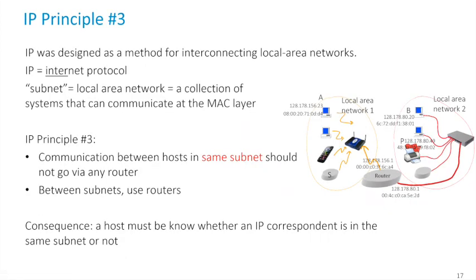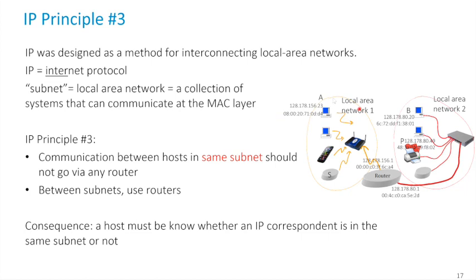Now, how do the two interwork exactly together? That's what is solved by what is called IP's design principle number 3, which says that communication between hosts, which are machines that are not routers or switches, in the same subnet should not go via a router, and between subnets uses a router. And what IP calls a subnet is, by definition, the same as a local area network, it's exactly a synonym, meaning a collection of systems that are able to send packets to each other using only MAC addresses. That's what we call a subnet, or a local area network.